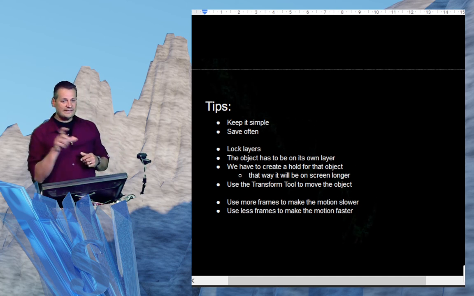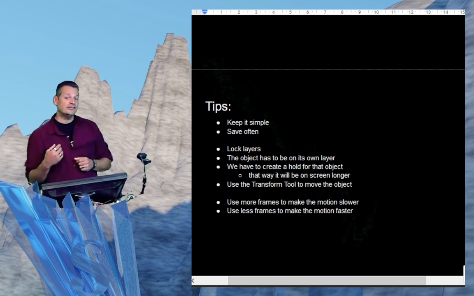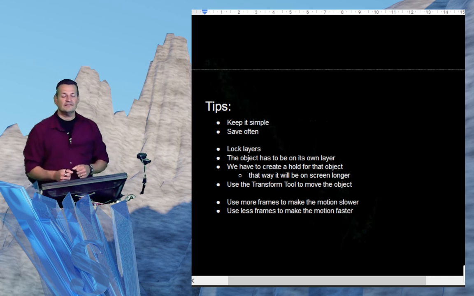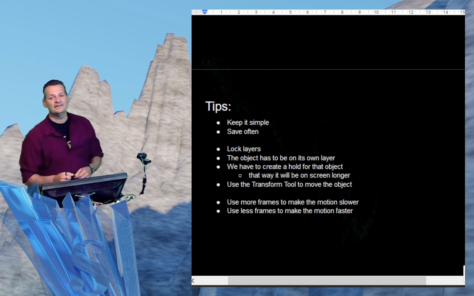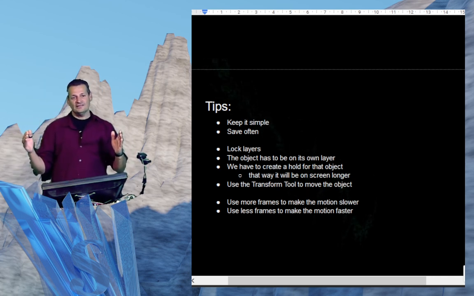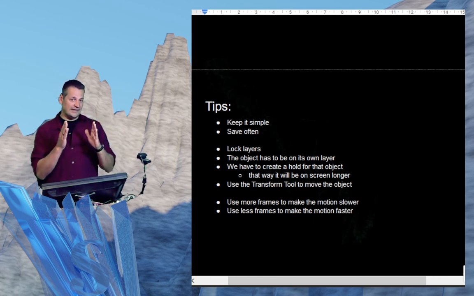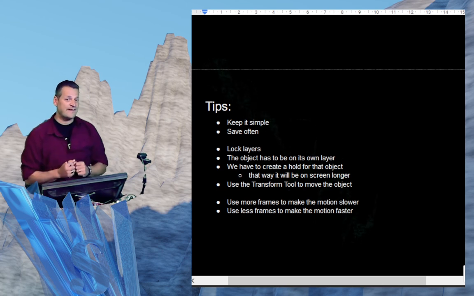When I was moving that object around, I was using the transform tool, not the select tool. So remember the transform tool. And with regards to timing, more frames means it'll be slower. If we move it across the screen in less frames, it's going to be faster.